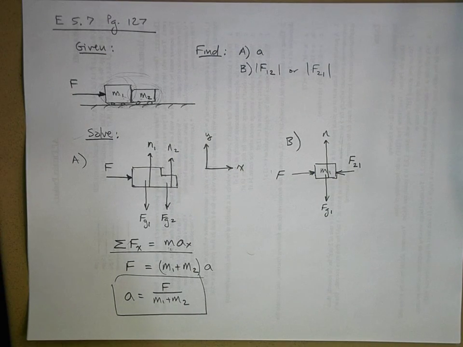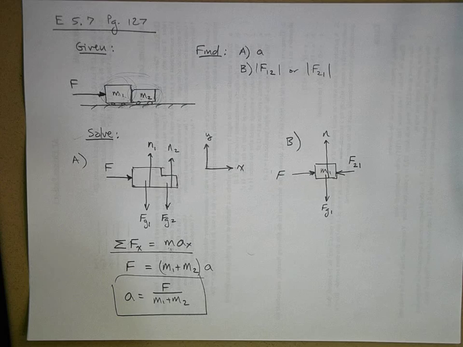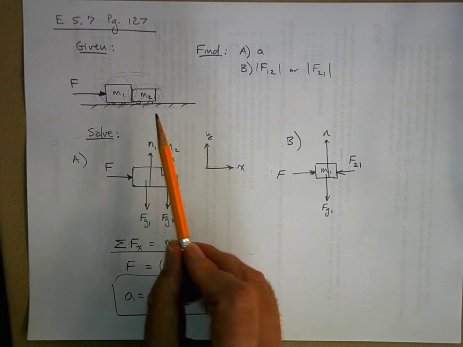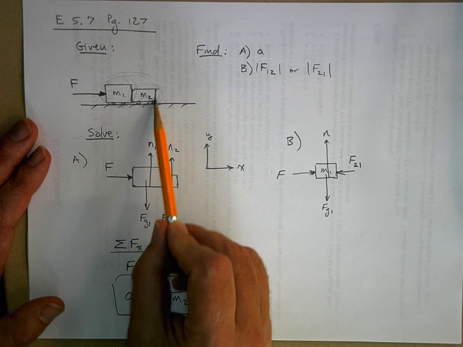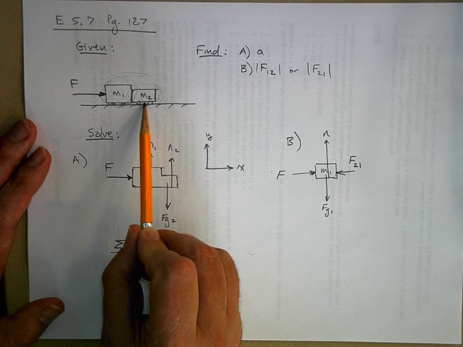Does that make sense to you? Look at that picture. Raise your hand if that does not make sense to you. Or give me a signal. Give me a sign. Okay, so object 1 has to push on object 2.